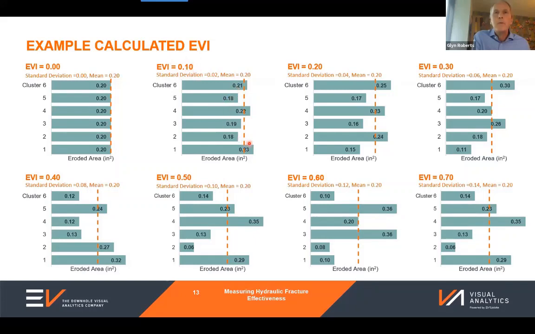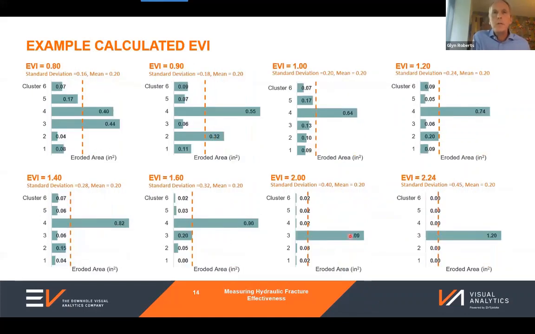So these are just examples, just really to try and show you the degree of variability that relates to, say, an EVI value of 0.6. And by the time we're getting up to 0.6 and 0.7, there's really quite a lot of variation going on here. We've got some overstimulated zones, and we've got some understimulated zones, given that we were trying to stimulate each of them, or have an eroded area of 0.2 square inches here.